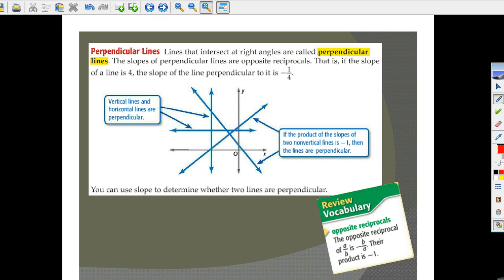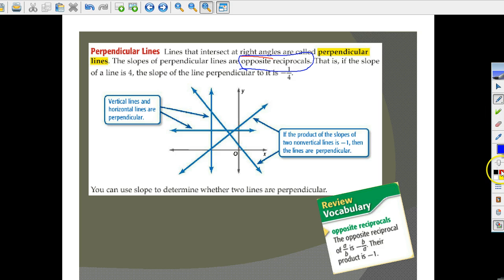Alright, welcome back. We're going to move on to perpendicular lines. Okay, perpendicular lines. Lines that intersect at right angles, that means 90 degrees, are called perpendicular lines. The slopes of perpendicular lines are opposite reciprocals. Okay, keep that in mind. The slope of perpendicular lines are opposite reciprocals.